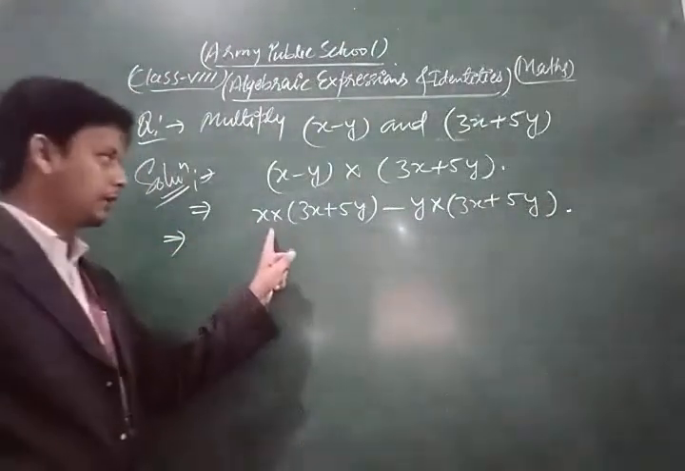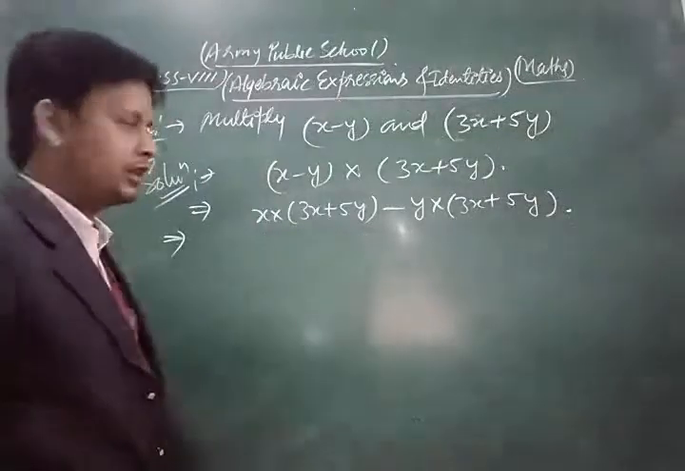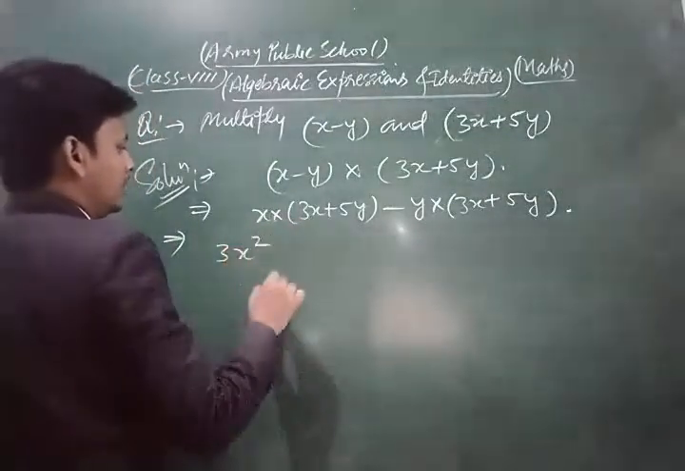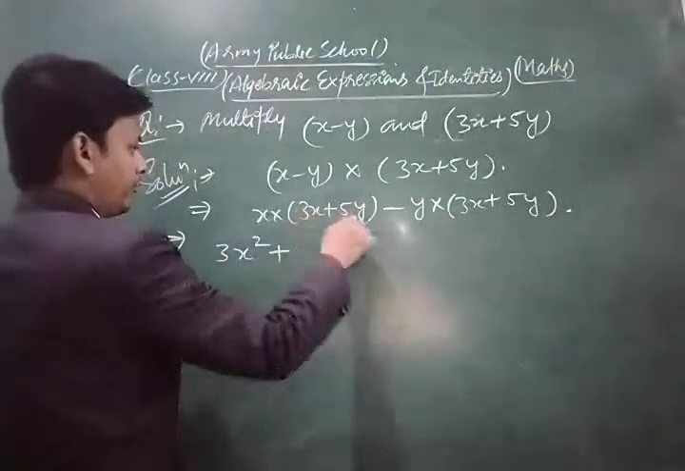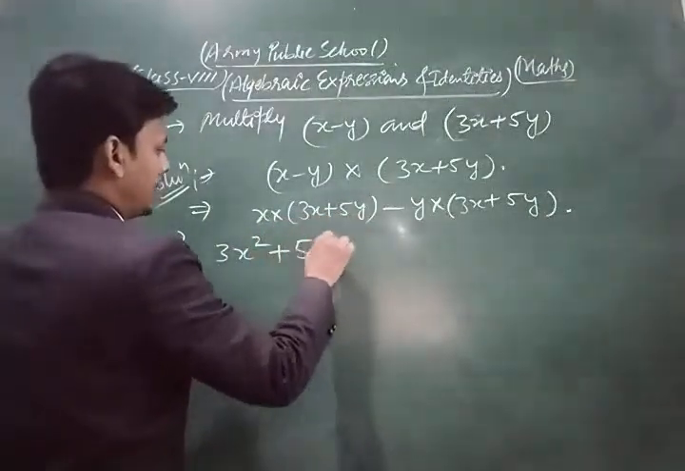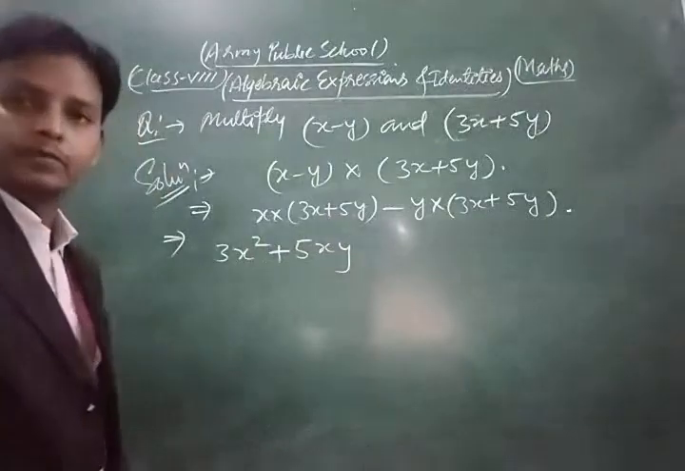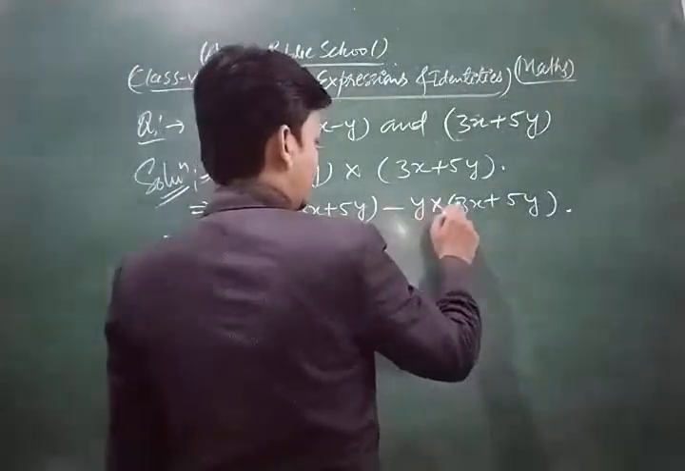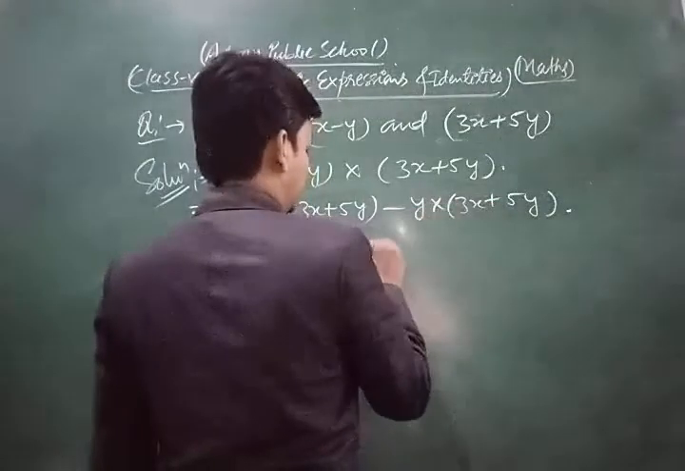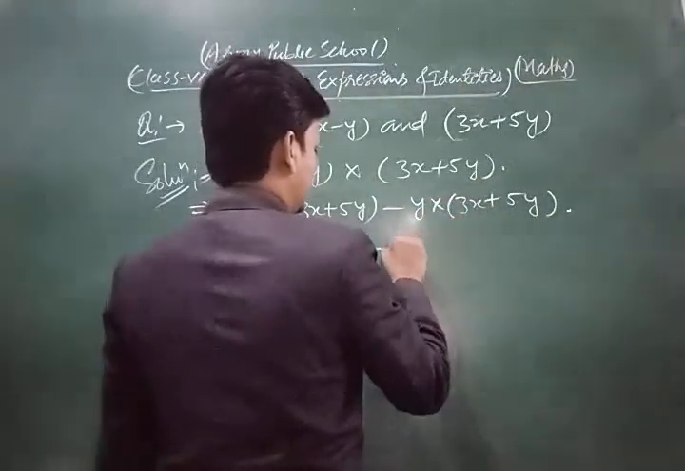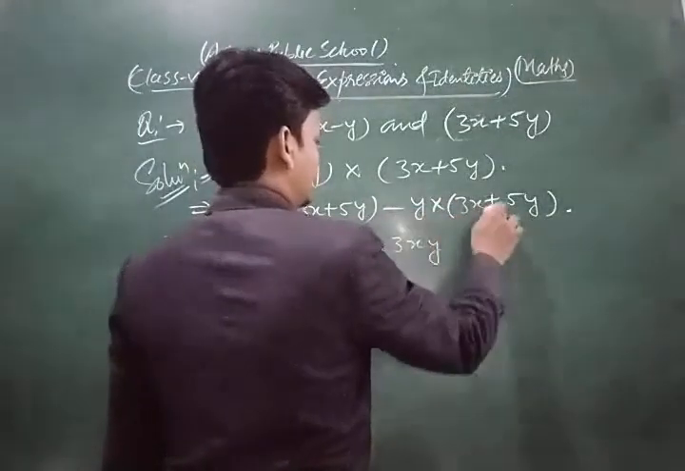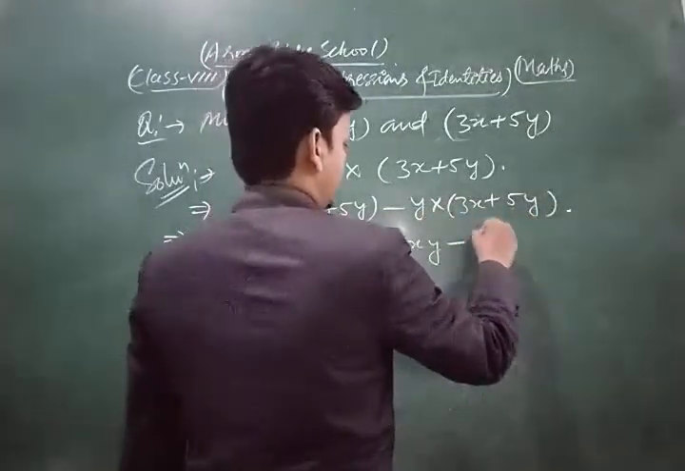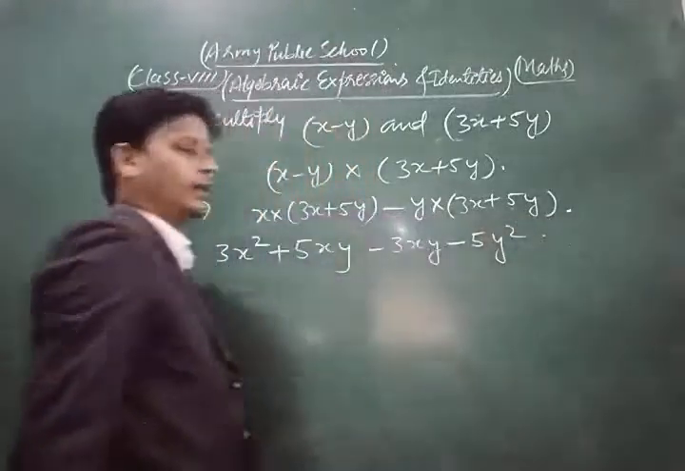First of all we multiply x into 3x and 5y. So x into 3x is 3x square, plus 5x into y, that is 5xy. Now similarly we multiply minus y in these terms, so minus times plus is minus 3xy, and minus times plus 5y into y, that is y square, so minus 5y square.